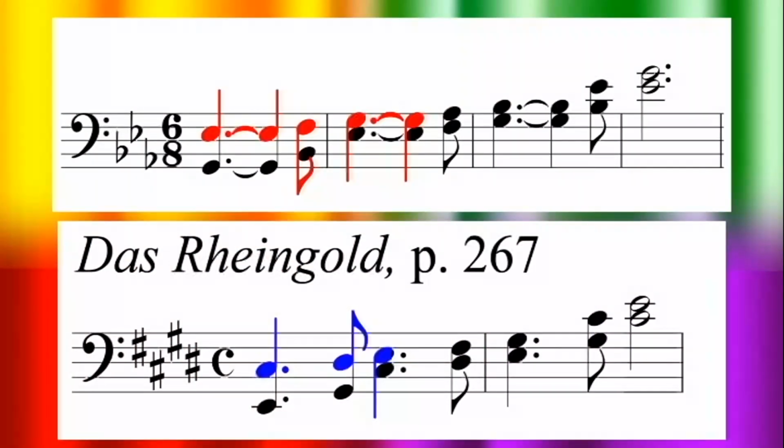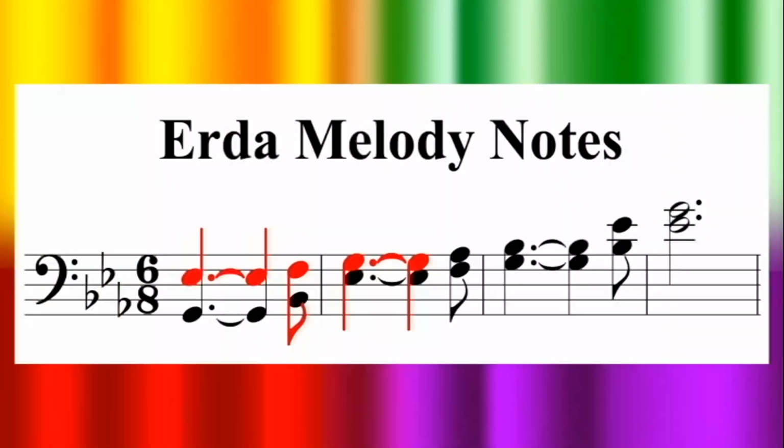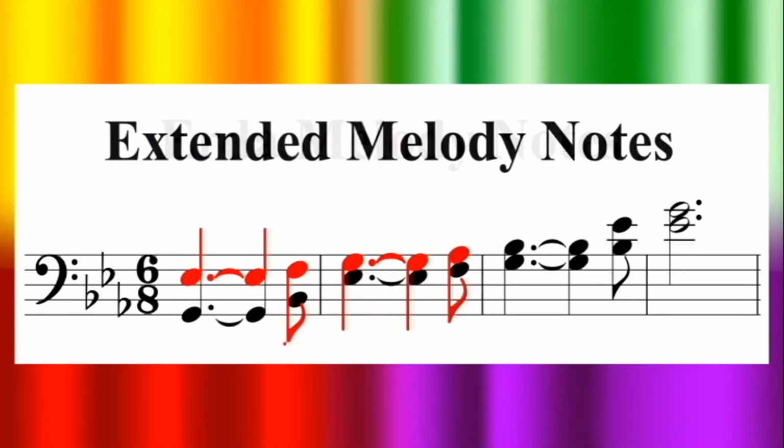In both major and minor modes, its initial three pitches naturally separate themselves from the last two thanks to shifts from whole steps to half, between third and fourth note in the case of major mode, between second and third in minor. This analysis refers to these three initial notes, often with their original long-short-long pulse, as Erda melody notes.